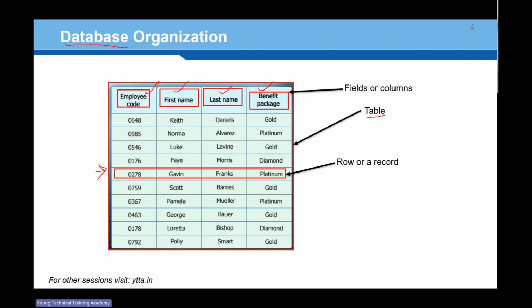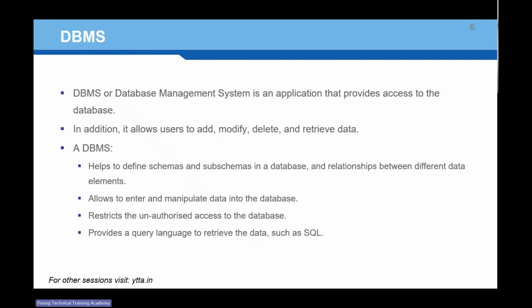Now, as I mentioned, we need a better way to retrieve our data. We need a better way to process our data. So therefore, there is a need of DBMS. So what is a DBMS? DBMS is a database management system, which is also a kind of application which we can install in our machine, or these days we have a concept of cloud.